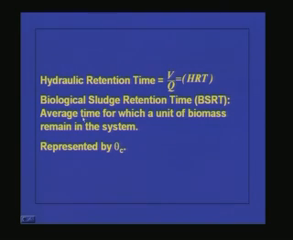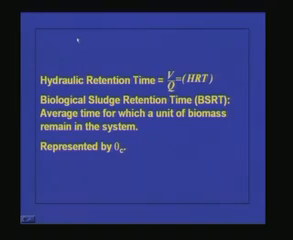Okay. The definition is average time for which a unit of biomass remains in the system. If you allow a biomass to enter the system or it is created, generated in the system, how much time it is staying in the system, that is the biological sludge retention time. If the BSRT is more in the system, what does it mean? It means the biomass concentration in the system is more, because more and more biomass is getting generated and it is staying in the system for a longer time. So, that is the BSRT.